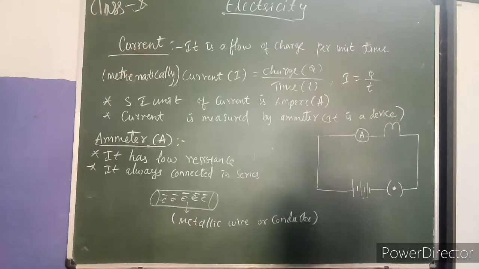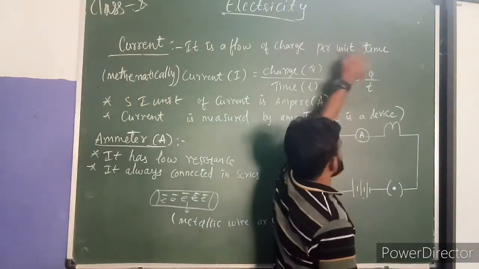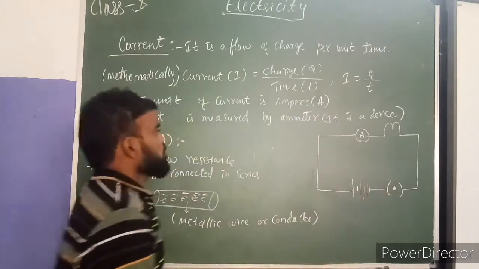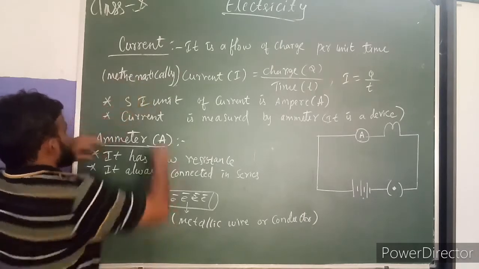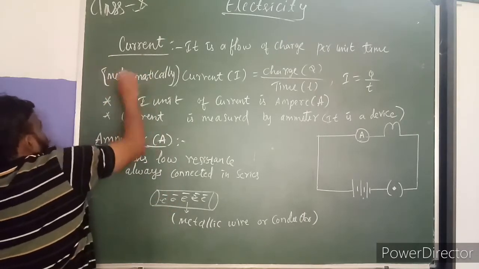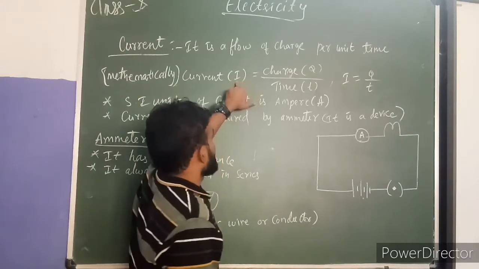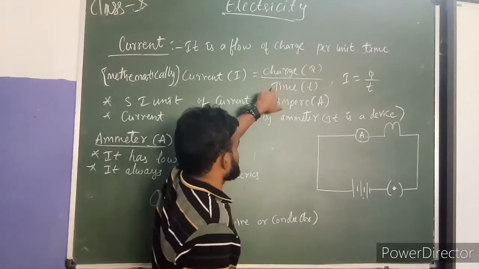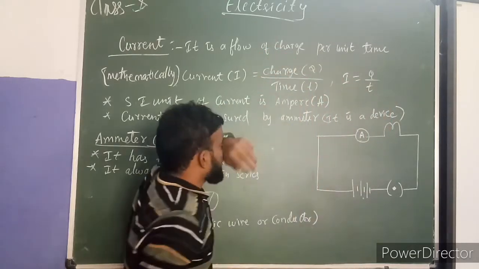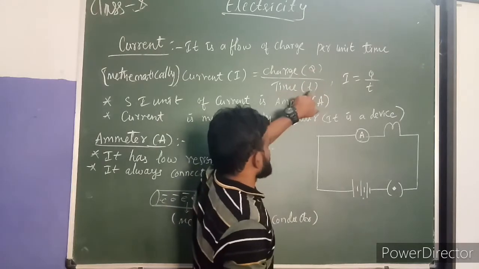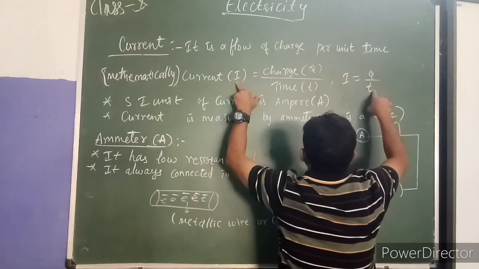Now I am going to explain current. Current is the flow of charges per unit time. So we have to find it mathematically. The symbol of current is I. I is equal to charge divided by time, where charge is Q and time is T. Generally we write it mathematically as I = Q/T.